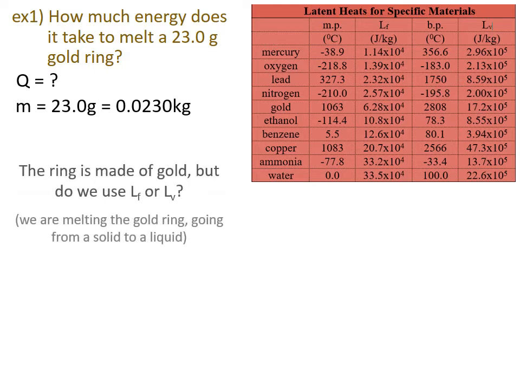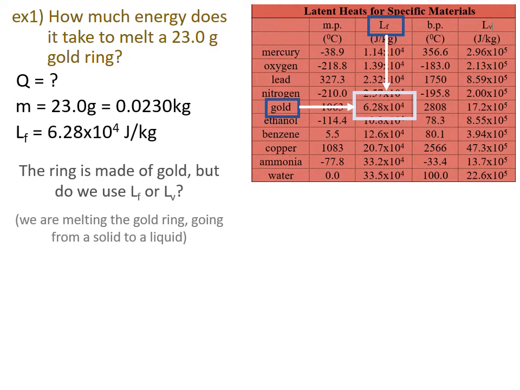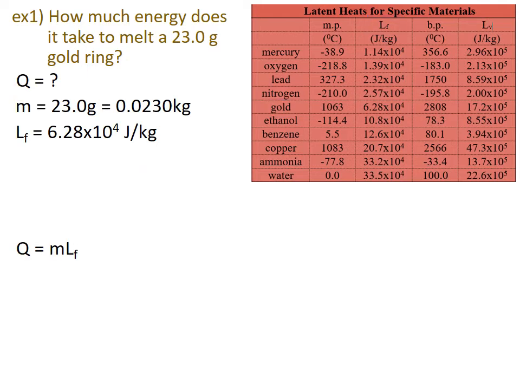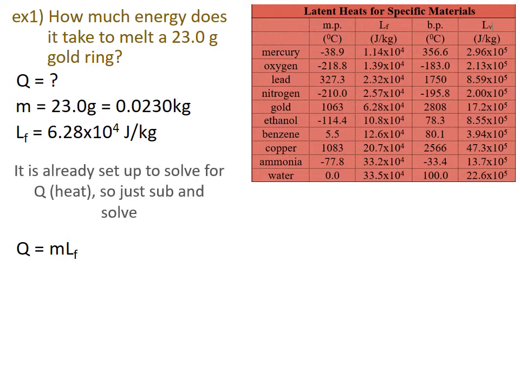We also know that the ring is made of gold and it is melting. So since it is melting, we are using LF. Again, the ring is made of gold, so that means we are using this number here as our LF value. So LF equals 6.28 times 10 to the 4 joules per kilogram. Our formula is Q equals mLF. We do not have to rearrange because it is already set up to solve for Q.